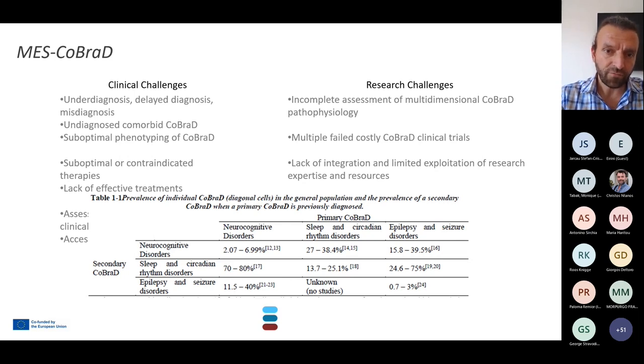And furthermore, there's a parallel path that has to do with research challenges, where within the spectrum of complex brain disorders, we often don't account for certain multidimensional elements, as we said before, those interactions between or within complex brain disorders. We have several failed, costly clinical trials. From time to time, you may have heard about trials in neurocognitive degenerative disorders, and also the expertise that individual centers have is often not integrated. There are some consortia, but it's often difficult to work together.